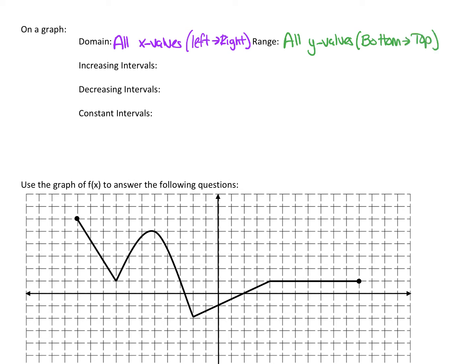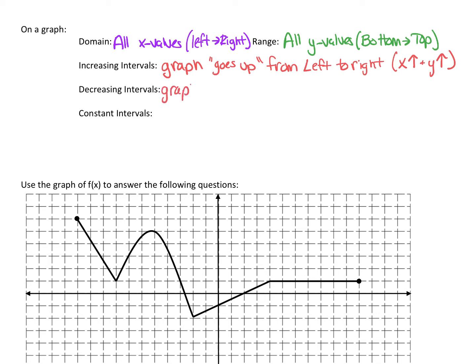So we have two new words here. Intervals of increasing is where my graph, I'm going to put this in quotes, goes up from left to right. It's where my x's are increasing and my y's are increasing. Next, an interval of decreasing is where my graph goes down. But again, only when it goes down from left to right. So that means as my x's are getting bigger, my y's are actually getting smaller.